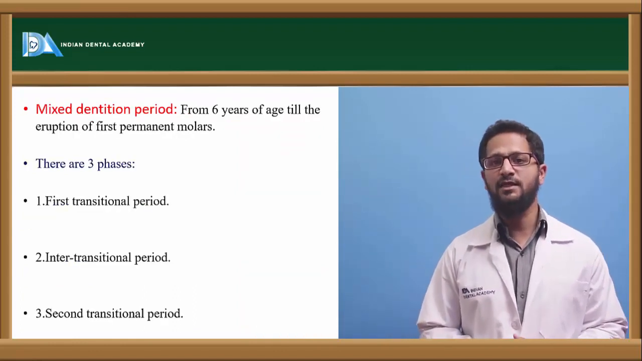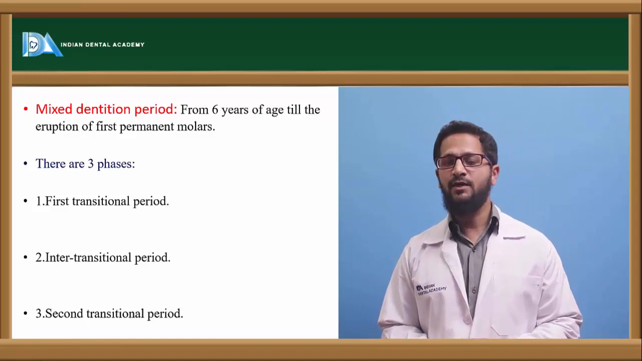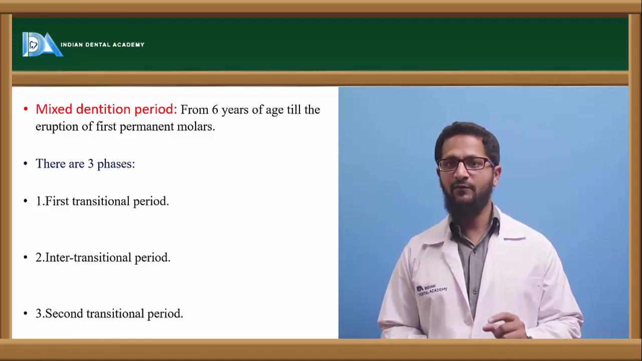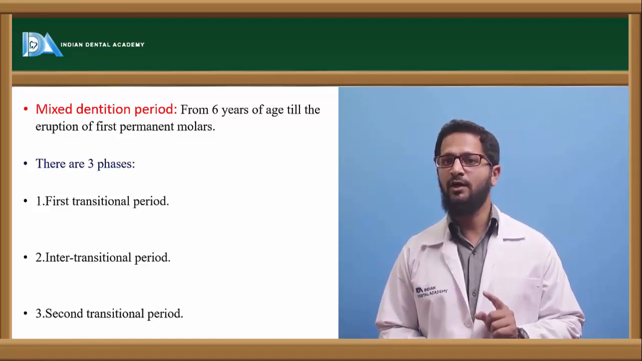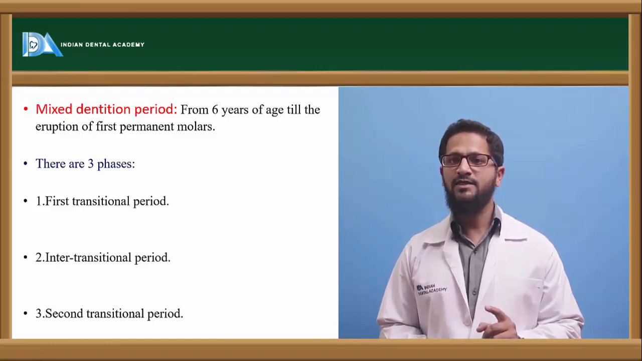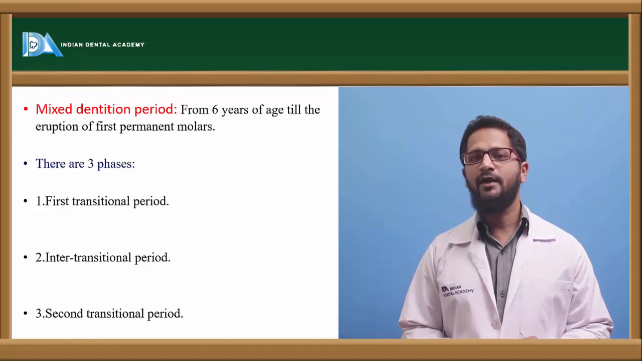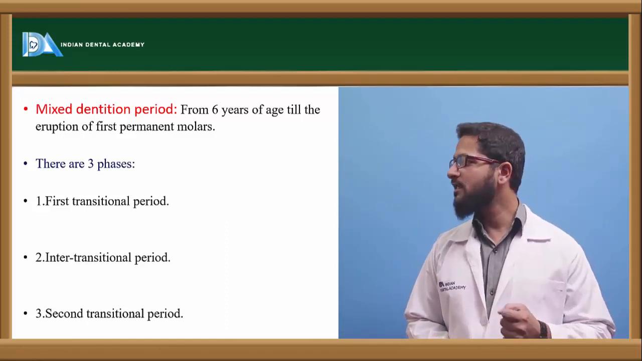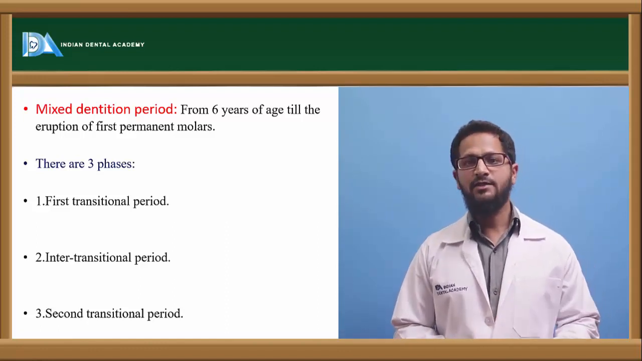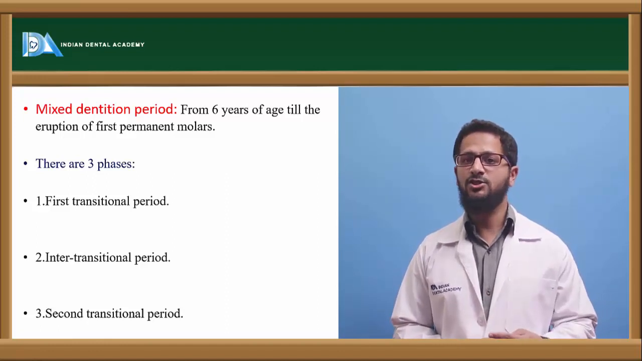Next, coming to the mixed dentition period. The mixed dentition period usually begins after the eruption of the first permanent molar. Now, this usually occurs at an age of 6 years. The mixed dentition period can be divided again into 3 phases: first transitional period, inter-transitional period, and second transitional period.